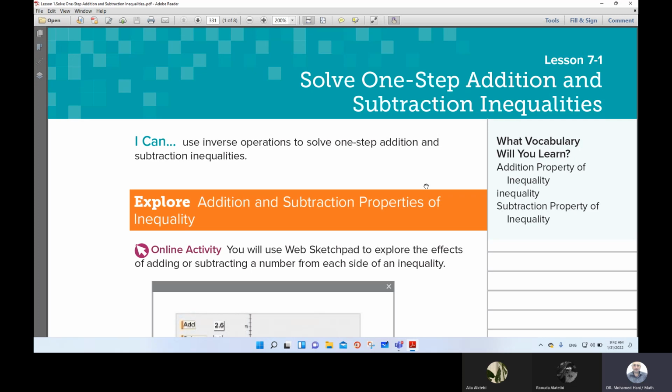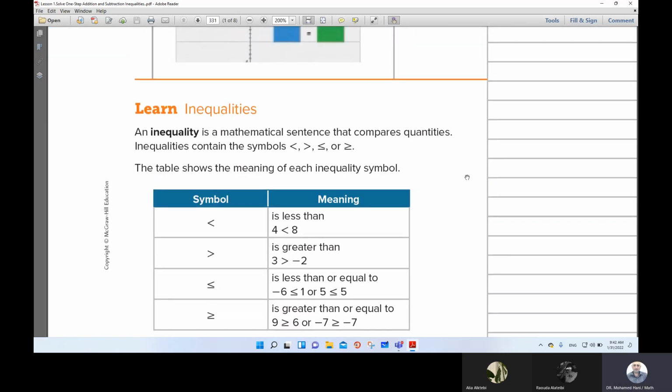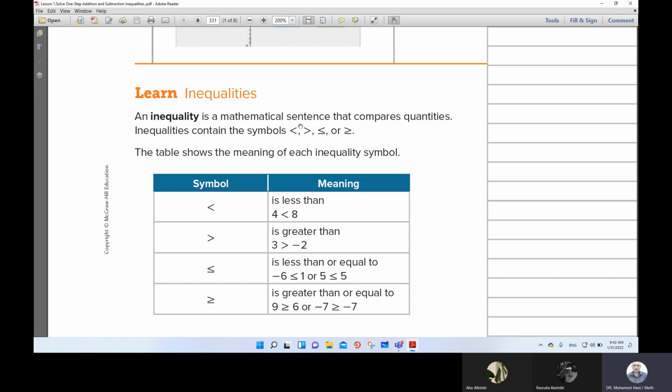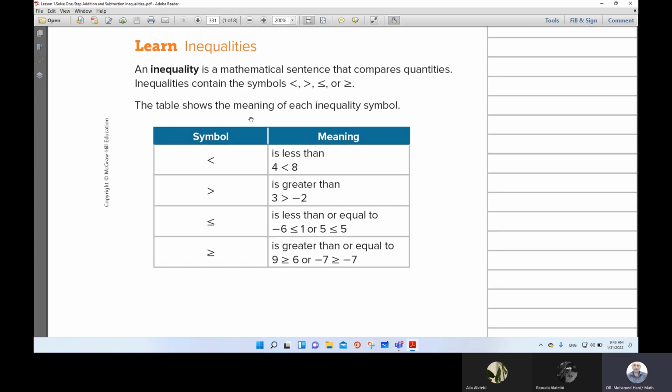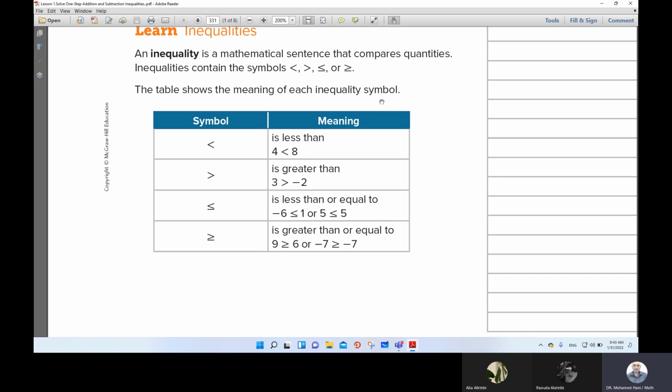So in this lesson, we want to use the inverse operation to solve one-step addition and subtraction inequalities. What is the meaning of inequality? An inequality is a mathematical sentence that compares quantities. Inequalities contain the symbols less than, greater than, less than or equal to, or greater than or equal to. The table shows the meaning of each inequality symbol.